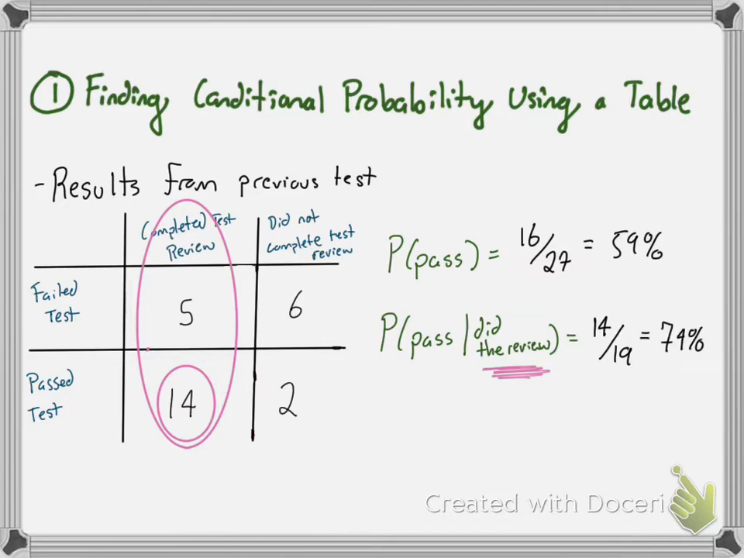So I can analyze that data and see that, okay, if you did the test review, that would increase your chances of passing, comparing the probability of passing being 59% and the probability of passing given you did the test review being 74%.